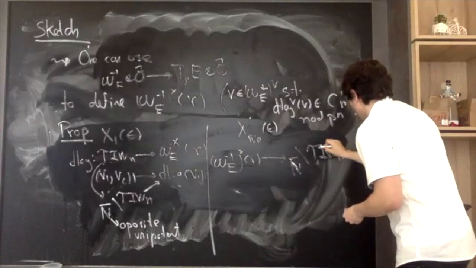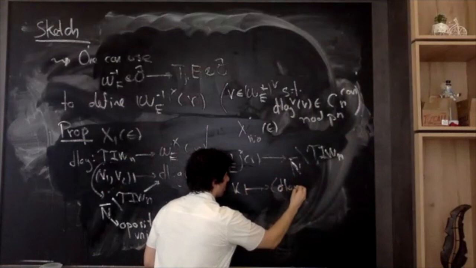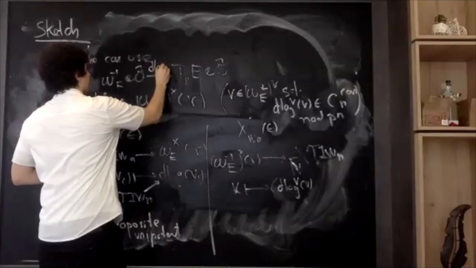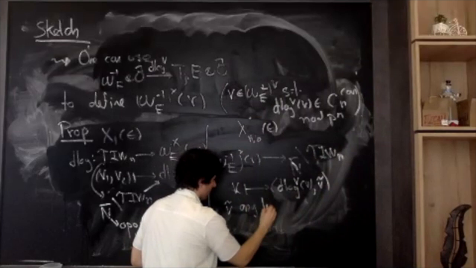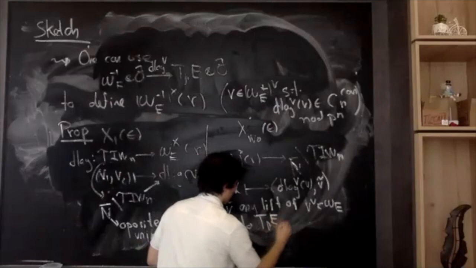Which is sending a guy in here to, well, first I send the element I have via the left part of the Hodge-Tate map, this guy. And here we can take any lift of V dual, which lives in omega E, to this TPE tensor over.